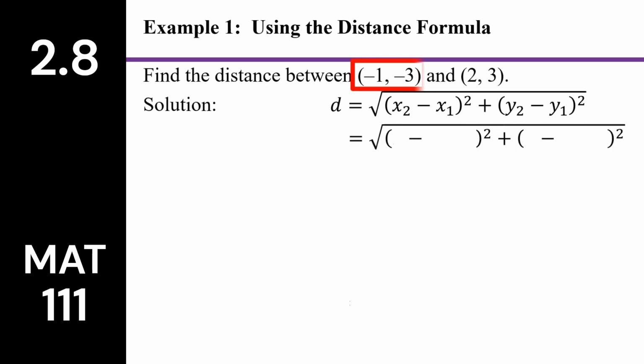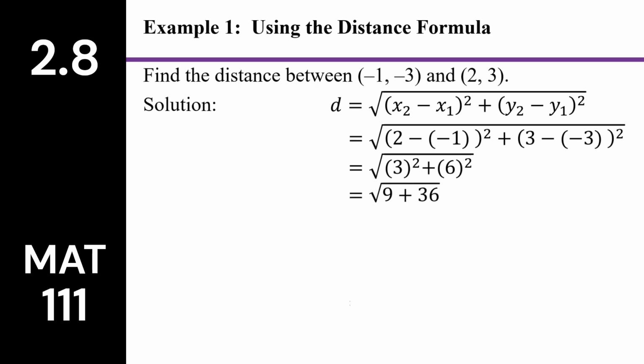and it doesn't matter which point you consider point number 1 and point number 2, but typically we take them in the order given. So if this is point number 1, then x sub 1 is negative 1, y sub 1 is negative 3, so we write those in. And then for x sub 2 and y sub 2, we write in those values. We start to simplify. 2 minus a negative 1 is 3. 3 minus a negative 3 is 3 plus 3, which is 6. So that gives us 9 plus 36. So we get the square root of 45.